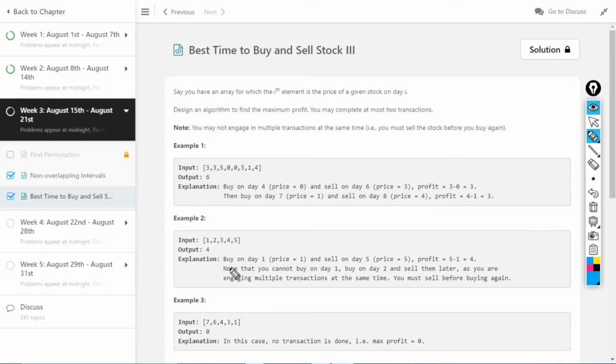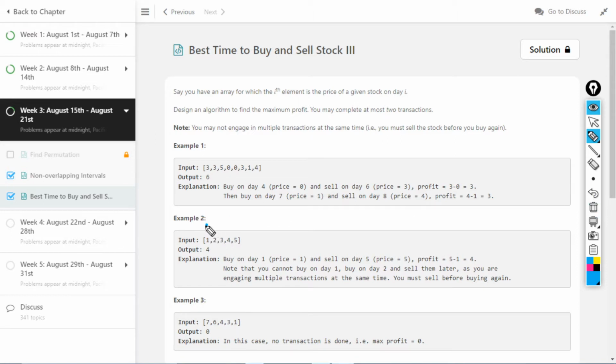What should be the maximum profit here? I can buy on day 1 and sell on day 2, or I do not sell on day 2 and sell on day 3. So the profit is 2. Then I can buy on the 4th day and sell on the 5th day, so the profit is 1. So the profit here is 3 only, but the expected answer is 4. Let's check how we are getting 4.